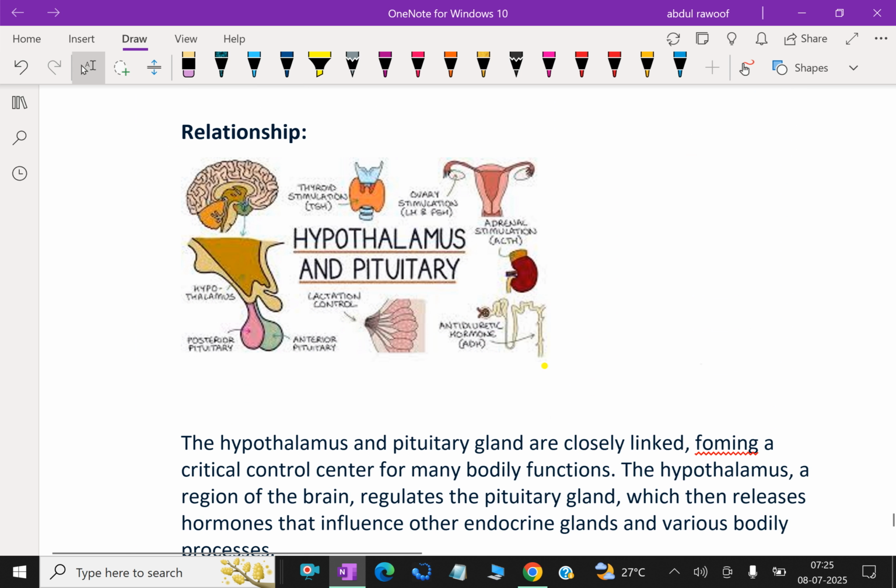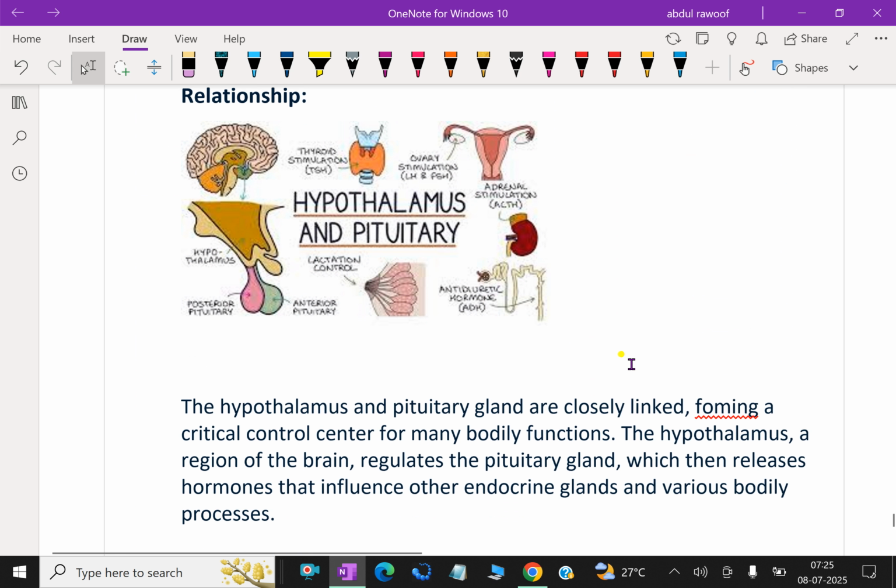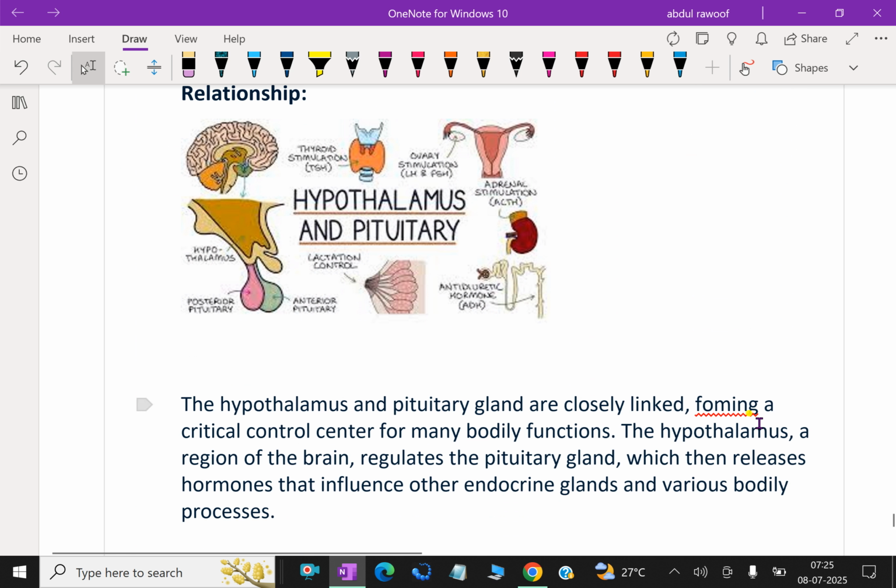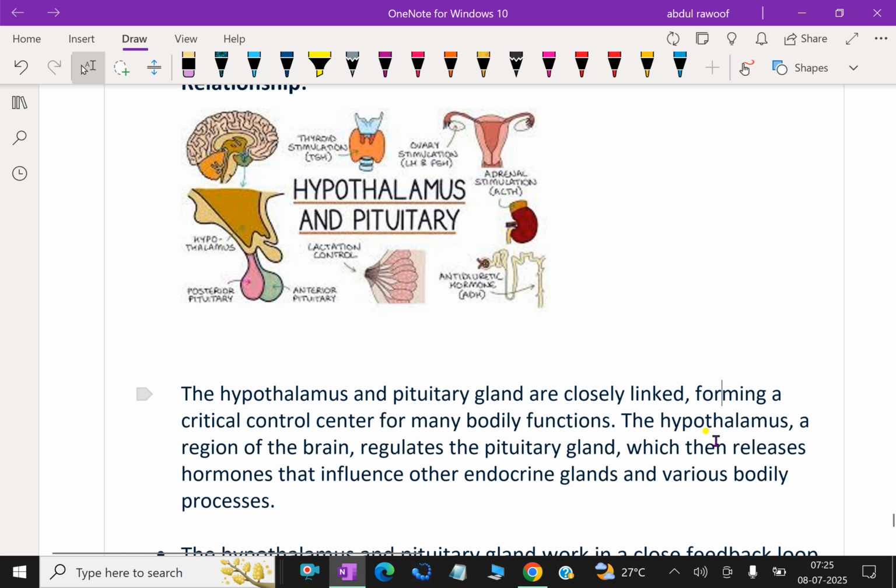What is the relationship between the hypothalamus and pituitary? The hypothalamus and pituitary glands are closely linked, forming a critical control center for many bodily functions. The hypothalamus, a region of the brain, regulates the pituitary gland, which then releases hormones that influence other endocrine glands and various bodily processes.